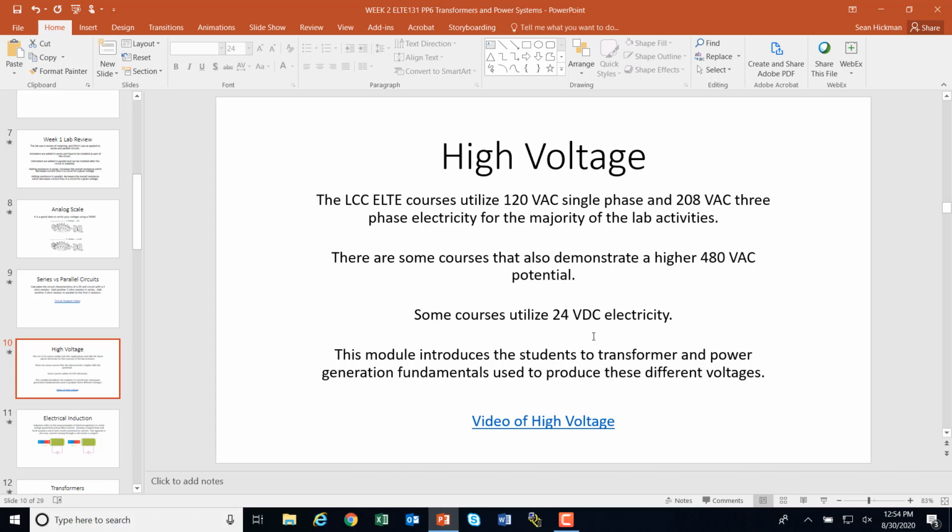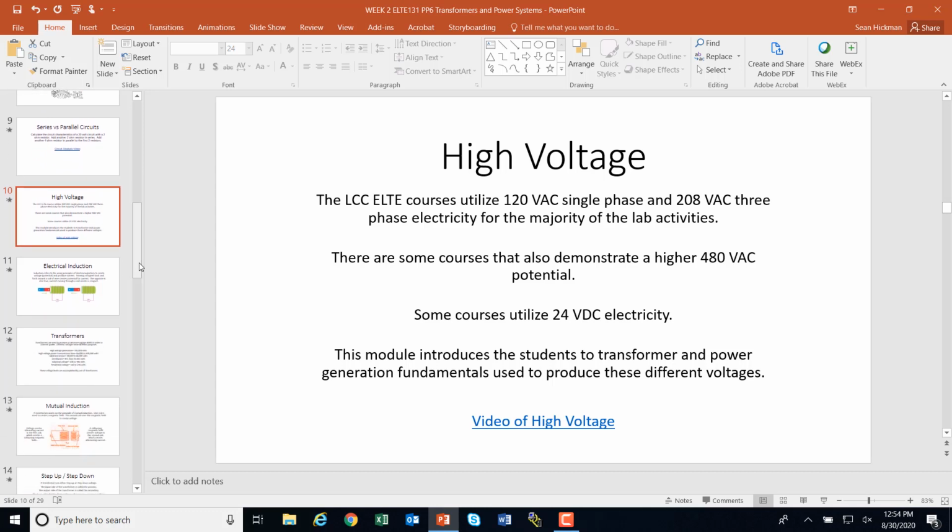Some of the courses and the controls in the PLCs, for example, utilize 24 VDC. And in the 131 here, we also have a brief unit with 24 VDC. So what we're going to do is introduce the transformer and power fundamentals and talk about the different voltages. Once again, if you want to stop the video here, you can go to the PowerPoint and click this link to see a video of what I'm talking about, very high voltages.